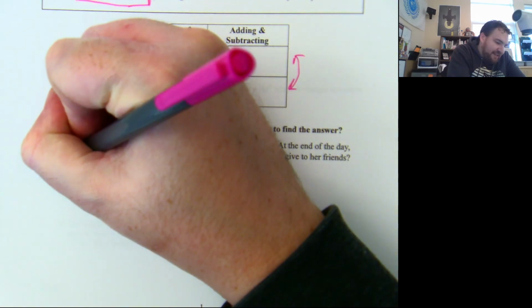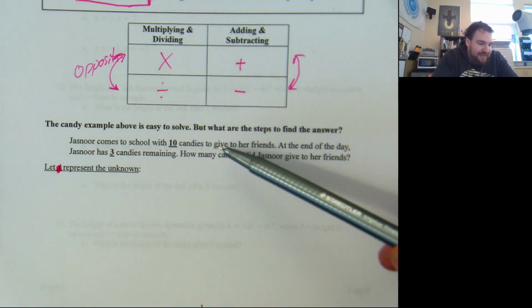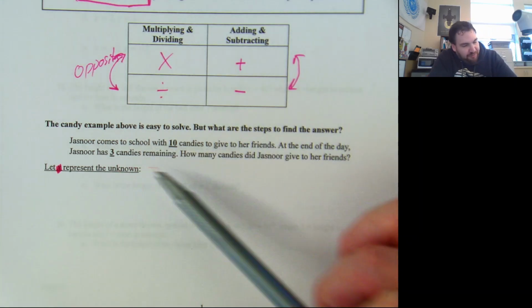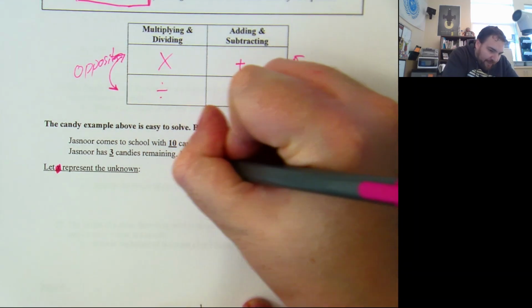We're going to let something represent the unknown. Now, we're not going to use X. X is silly. Because what are we looking for here? What do we want to find? She came to school with 10 candies. At the end of the day, she had 3. How many candies did she give her friends? What are we looking for? How many? How many gave what? How many of what? How many candies? So we want to know how many candies.